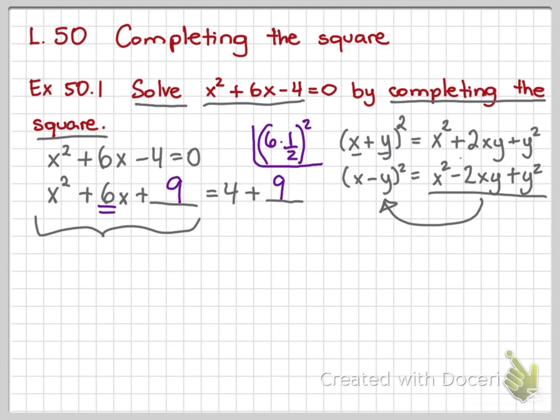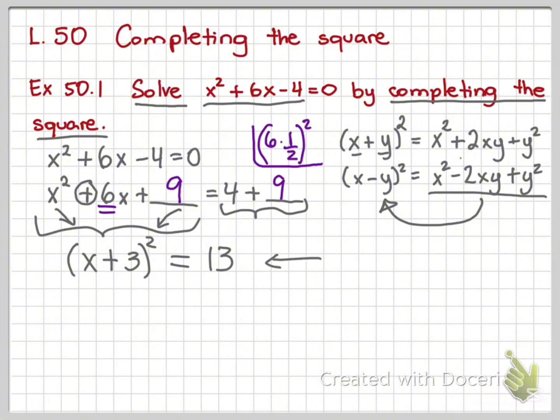I can factorize it. And the way we factorize it is we put the parentheses squared, and then the square root of the first one, which is x, the square root of the second one, which is 3, and then the sign that is here, so in this case, plus. On the other side, we're also going to simplify, and that is 13. Now notice that this is very similar to what we did in lesson 46 or 47, which is that to solve this, I need to leave the x alone.